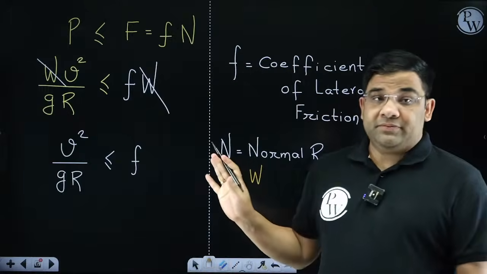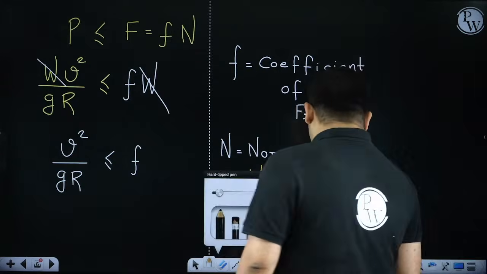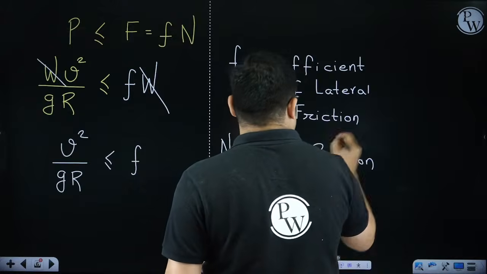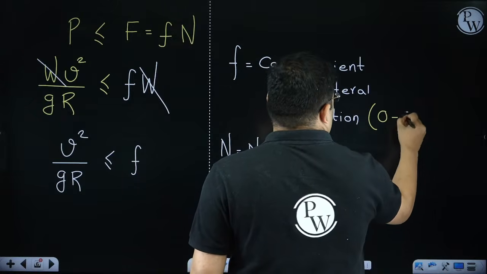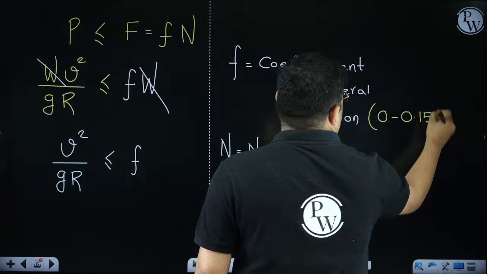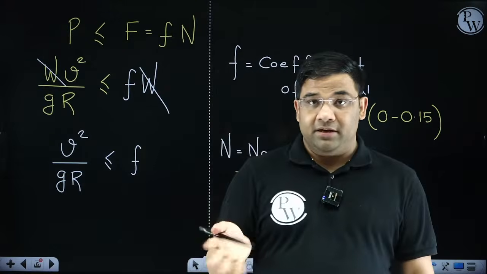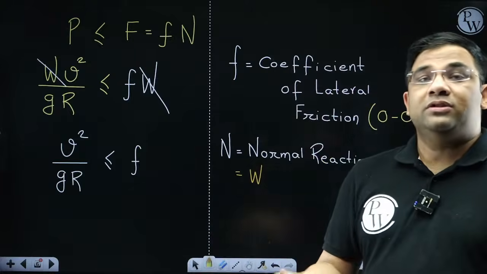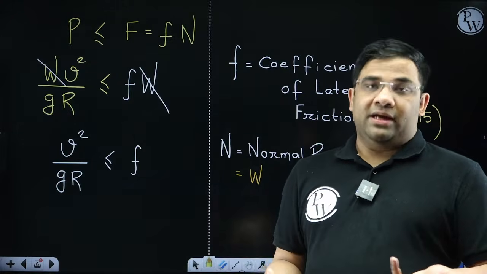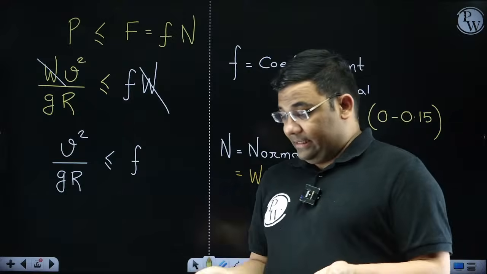Now this F is very less. This friction coefficient is very less. It is lying between 0 to 0.15. The maximum value is 0.15. And there is no guarantee that the friction might develop or not. There is a very good chance that friction might not develop between the tires and the road surface.